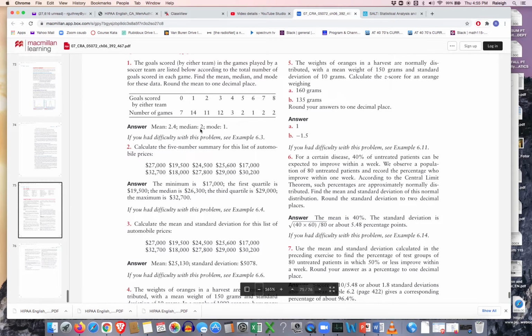And the mode is the easiest of all. Just simply grab the most popular one, or if there's a tie, grab them both. This time, 1 goal per game is the mode here, low-scoring situation. Now, the 5-number summary, first of all, you have to rank these numbers in order.